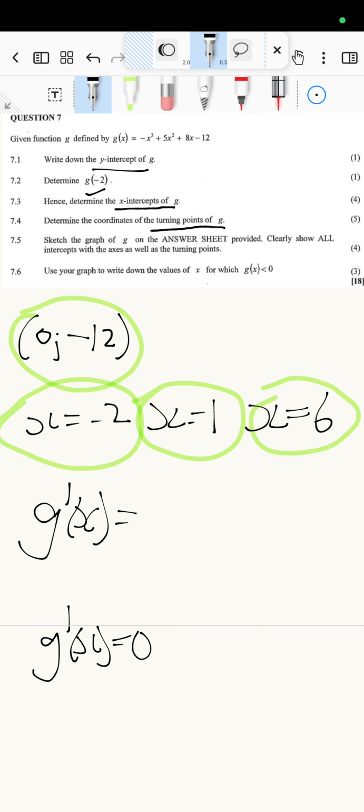Let's first find g prime x. So we should know the power rule, right? And the power rule tells us exponent multiplies with coefficient. So over there, my exponent is 3, and it's going to multiply with the 1, which is the coefficient. Exponent times coefficient, so that's going to be 3x, right? And then we take 1 away from the exponent. So the exponent was 3, the new exponent is 2.